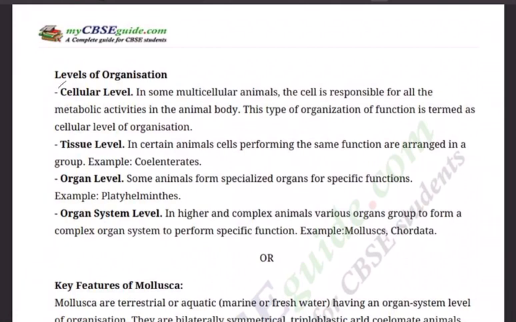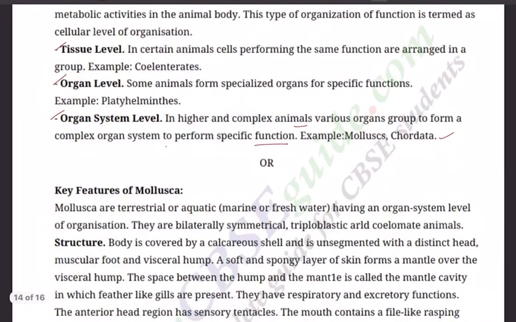And levels of organization, as we know, first is the cellular level; many cells join together, then it becomes the tissue level; many tissues join together to form the organ level; and the organ system level is the highest. In the organ system level, in higher and complex animals, various organs group to form a complex organ system, like the digestive system, respiratory system, and circulatory system, to perform a specific function. Examples: mollusks and chordates.